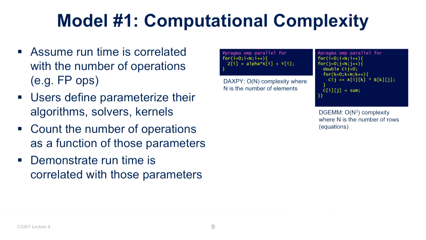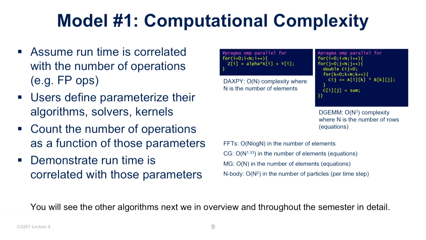computational complexity. DGEMM, which we talked about the last time I lectured, last week, is order n cubed complexity, where n is the number of rows or the number of equations that you're solving for. And we will talk about a number of other algorithms that have other complexity: FFTs, conjugate gradient, multigrid, and n-body calculations, and you can see the formulas there. The point is just that they have different scaling behavior.